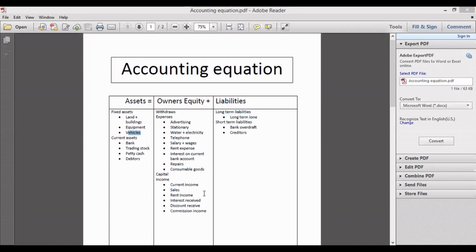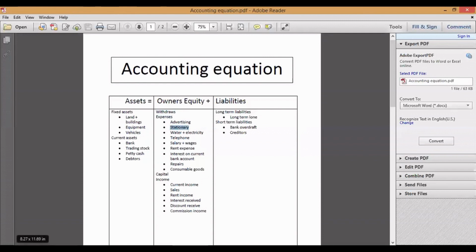The next one, stationery. This is something that you frequently have to buy. It's not a long-term cost that you have, it's an expense that is short-term, and therefore it's a type of expense. You can see here the expenses. Stationery falls under expenses, and that has an effect on equity.